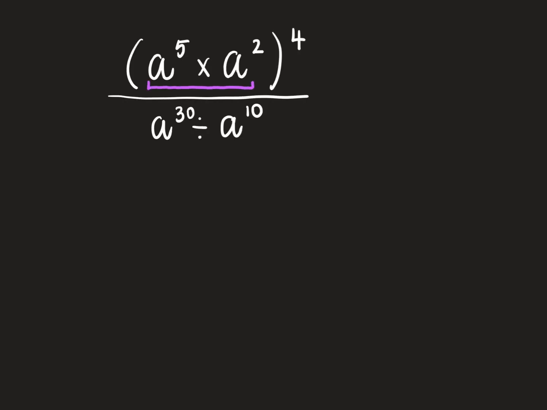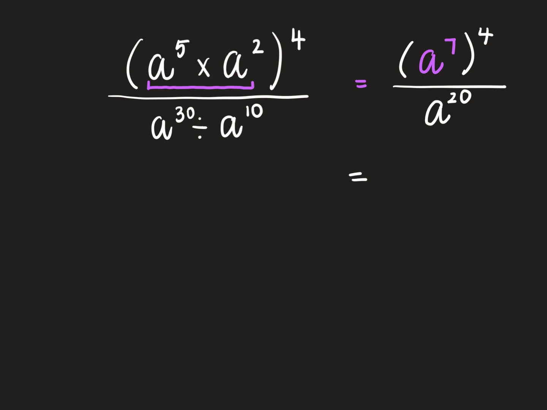A to the power of 5 times a to the power of 2, that will give me a to the power of 7. Then after that, I'm just going to write power of 4. And then over, I could clean up this bottom bit, couldn't I? 8 to the power of 30 divided by 8 to the power of 10. Well, dividing, so I'm going to subtract. 30 minus 10 is 20.